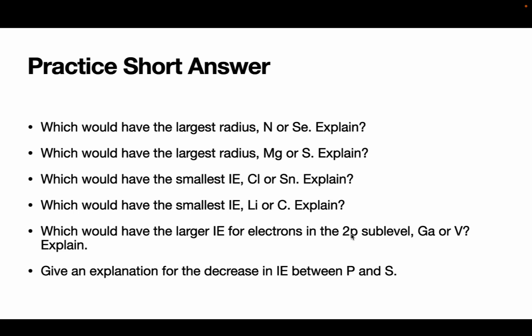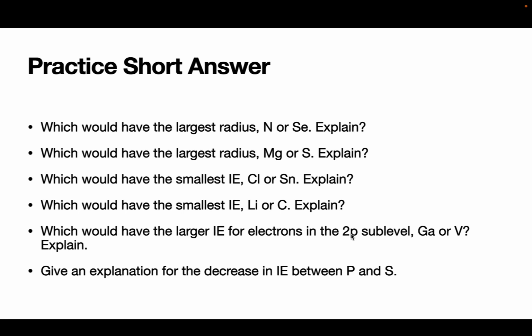But in addition, the gallium's 2p sublevel will actually be a little closer than what vanadium's will. So not only is it an increased number of protons, it's also a decrease in the size between the nucleus and the 2p electrons, increasing that ionization energy.